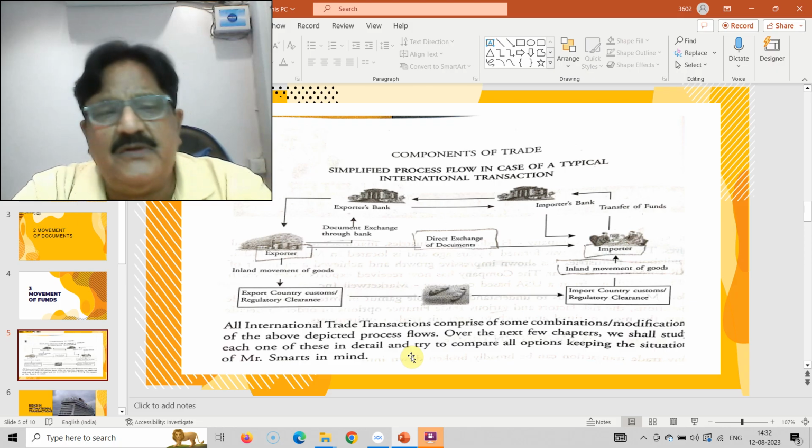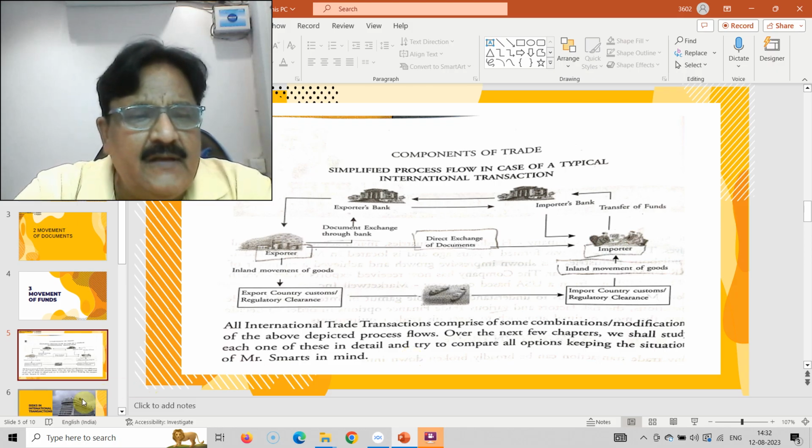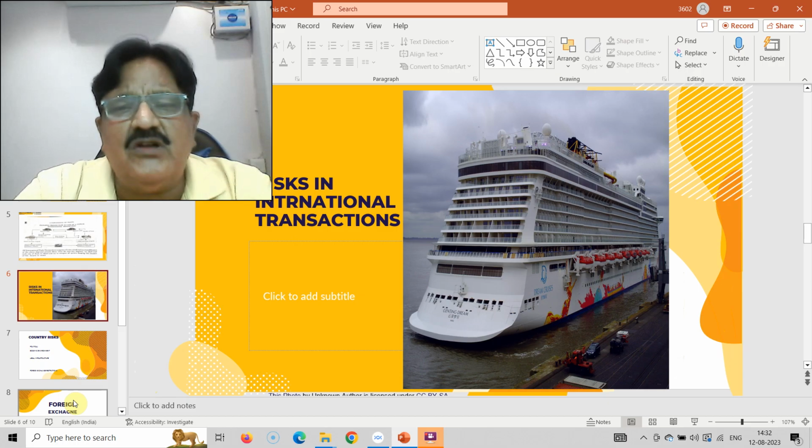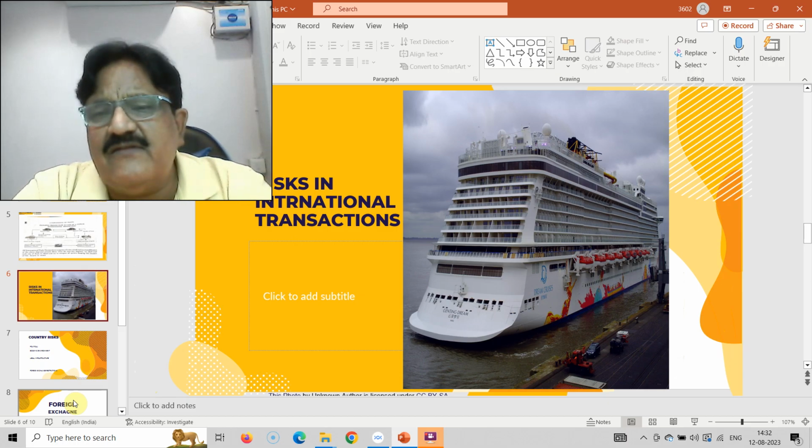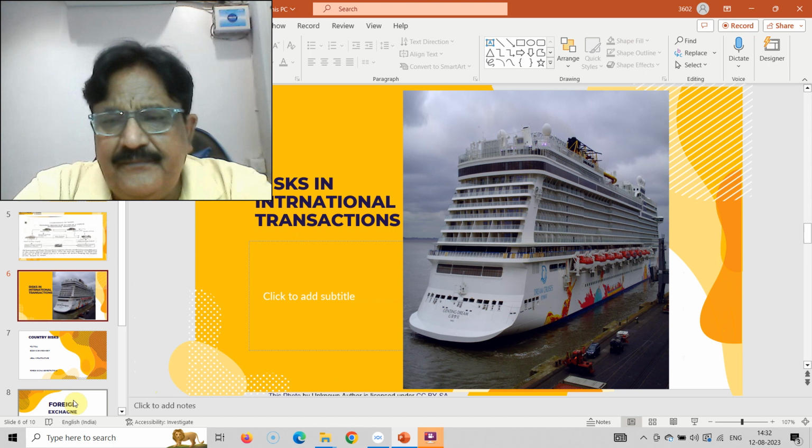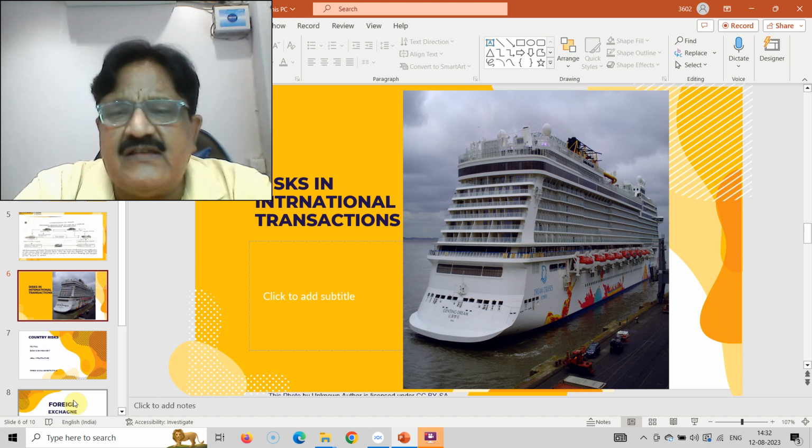So this is one of the examples that I have taken, right? Then next is, what are the various risks? There are a lot of risks if you are exporting something. One may be exchange rate risk, one may be market risk, one may be political risk, and all sorts of risks we'll discuss one by one here.